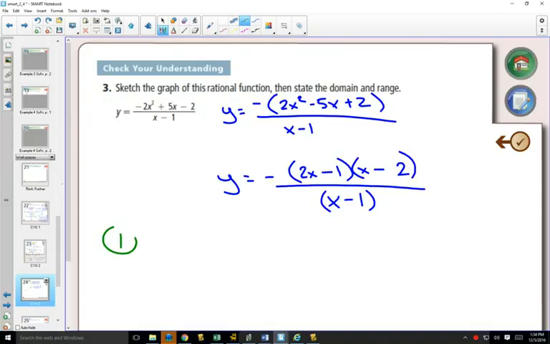Step 1. What is our non-permissible value? X can't equal 1. Is that a vertical asymptote or a hole? Very angry at x equals 1.